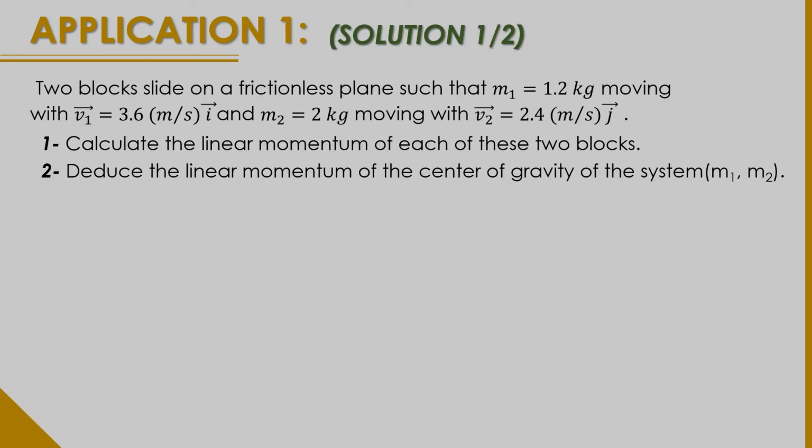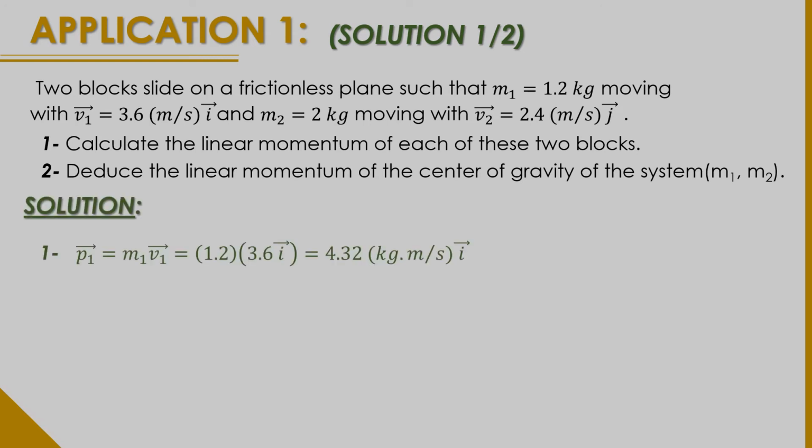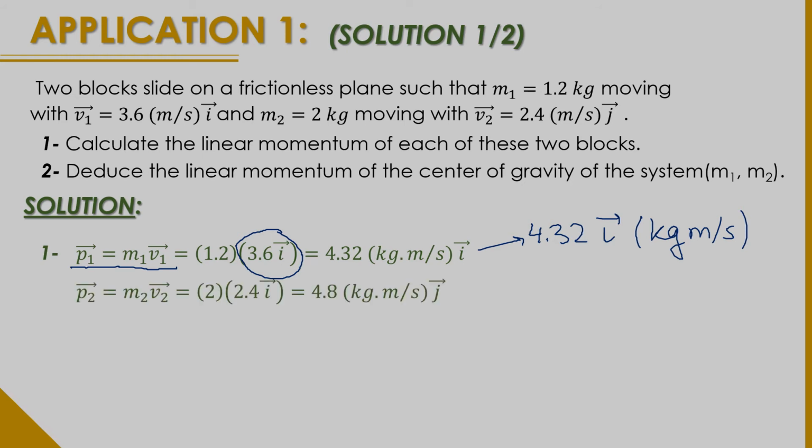Starting with the solution, first in part 1, calculate the linear momentum. Okay, so we start by applying the equation P1 equals mv1 as a vector quantity, which is 1.2, and we kept the speed as a vector. So we have 4.32 kilogram meter per second along i. Now some people might prefer to write this as 4.32 i, and aside we write the unit kilogram meter per second, which is also accepted. So don't be keen about any of these, use whichever you find suitable. On the other hand, P2 is m2v2, but we just have to pay attention that P2 is along j.